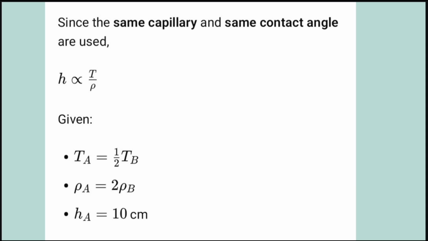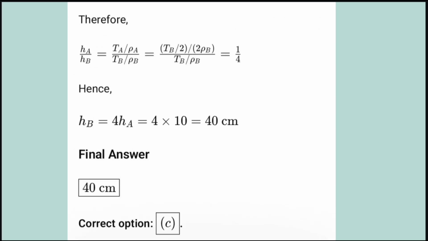Since the same capillary and same contact angle are used, h is directly proportional to T divided by rho. Here given, TA is equal to half TB, rho A is equal to 2 rho B and hA is equal to 10 centimeter. Now hA divided by hB is equal to TA divided by rho A divided by TB divided by rho B, that is equal to TB divided by 2 divided by 2 rho B divided by TB divided by rho B, that is equal to 1 by 4.